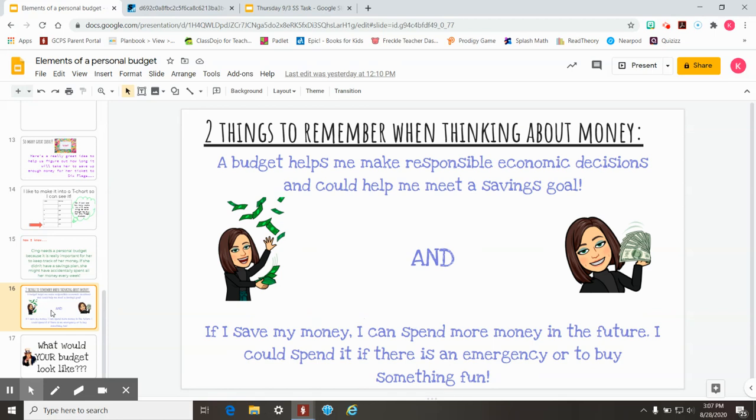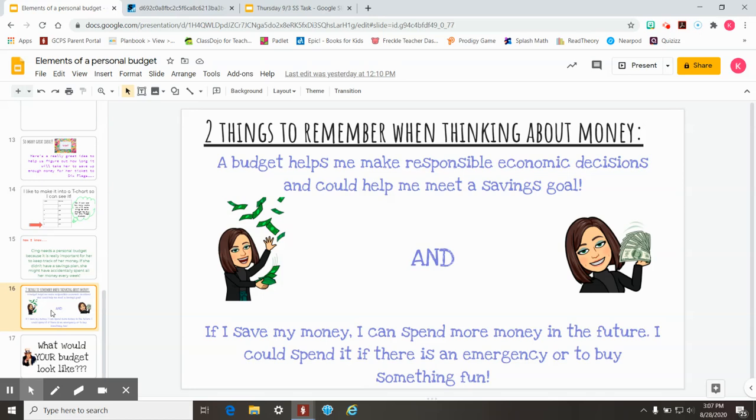Let's rethink how a budget helps me make responsible economic decisions and could help me meet a savings goal. And if I save my money, I can spend more money in the future. And I can also spend it if there's an emergency or to buy something fun. So, being able to know how to use your money correctly will only help you in the long run.